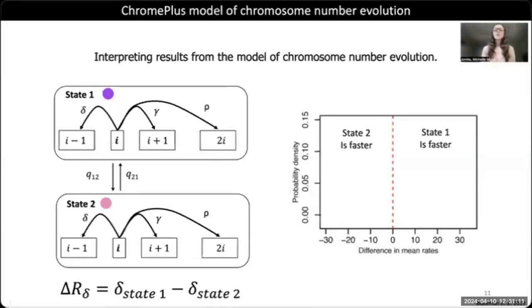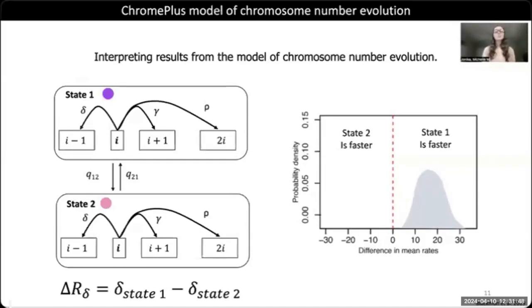And in addition, we compare the 95% credible interval for each of our parameters to 0. And so if the entire 95% credible interval of our delta R fusion, which we're using this example, is negative, we interpret that as support for a higher rate of chromosome number evolution in state 2. If the entire 95% credible interval overlaps 0, we would conclude that there is not support for a significant rate difference between state 1 and state 2. And finally, if the entire 95% credible interval of our delta R fusion is positive, we interpret it as support for a higher rate of chromosome number evolution in state 1.